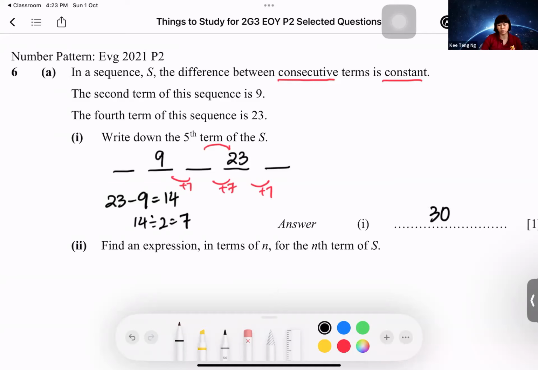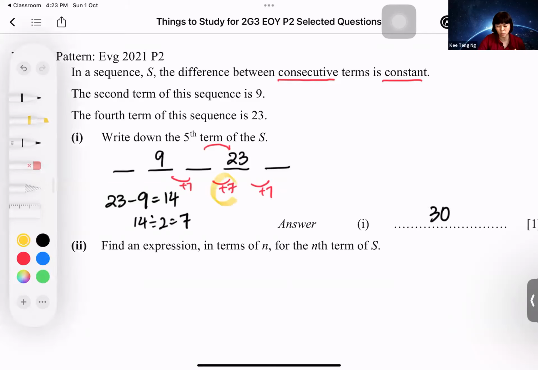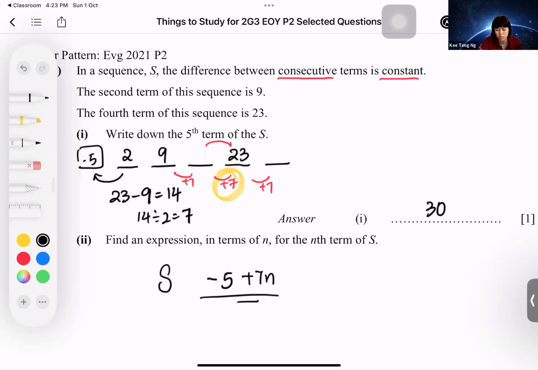Expression in terms of n for the nth term of the sequence. In this case, this is always plus 7, plus 7, plus 7. The difference is common, so my formula must have a 7n. Let's find out our first term. What plus 7 gives 9? 2 plus 7 gives me 9. So I need to check what is the first term. What number plus 7 can give me 2? 2 minus 7 will be -5. So the answer over here will be -5 plus 7n. That will be the expression for the nth term of the sequence. If not, you just give me -5 plus 7n, and it will still be a correct answer.